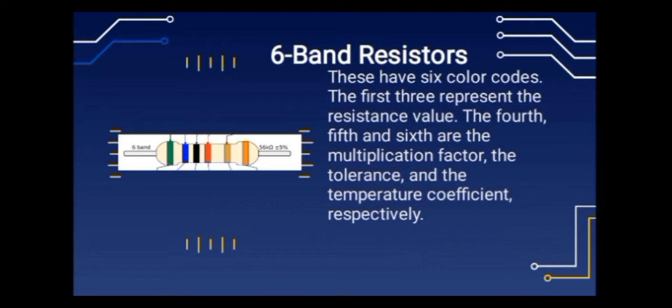Next is the 6-band resistors. Ito naman yung may 6 na stripes ng color codes. So the first three represent the resistance value. The fourth, fifth, and sixth are the multiplication factor, the tolerance, and the temperature coefficient respectively.